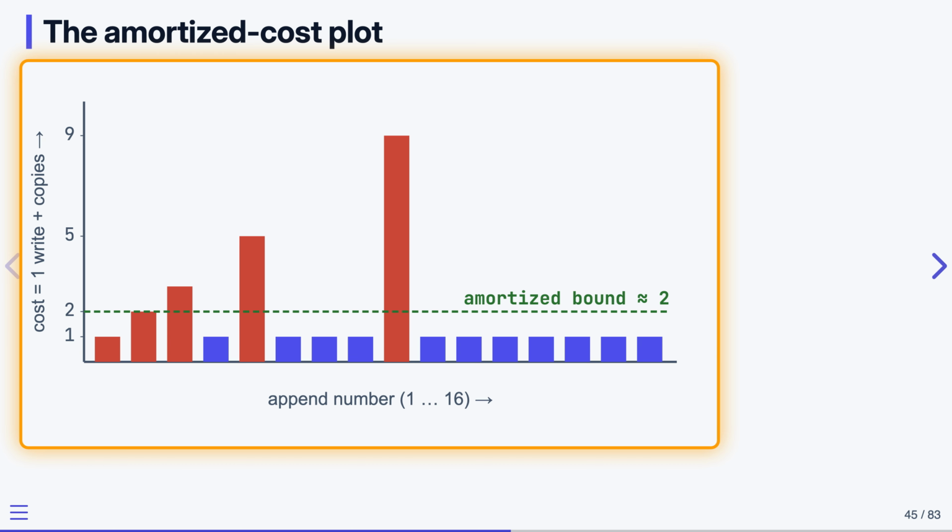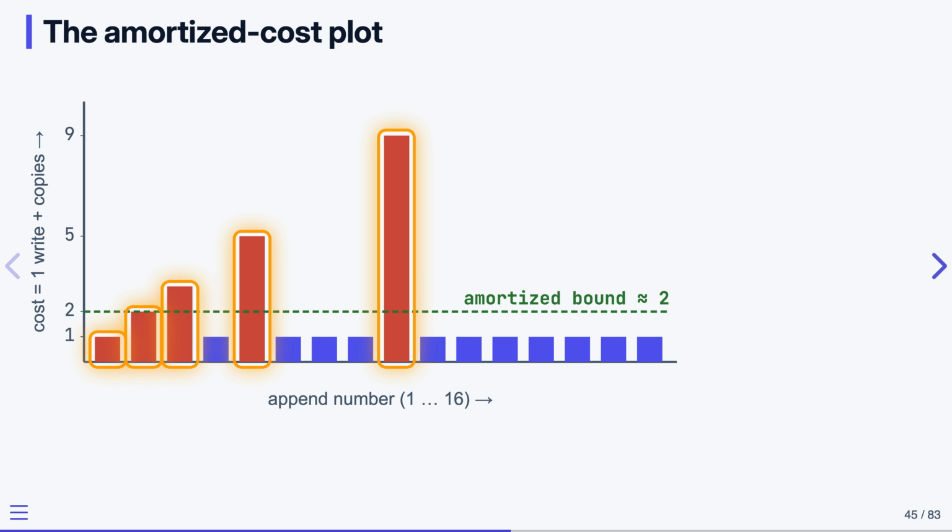Let's read this chart. The bottom axis is the append number from 1 to 16. The height of each bar is the cost of that append. The cost is 1 write plus the elements copied on that step. The amber bars are the resizes. Each amber bar is an append that triggered a resize. They fall on appends 1, 2, 3, 5, and 9. They spike up high and they get taller as the array grows.